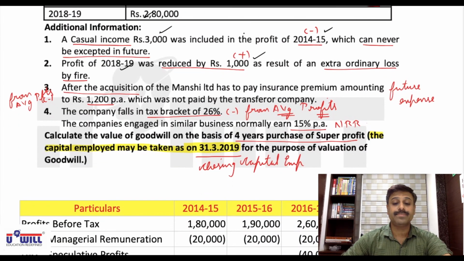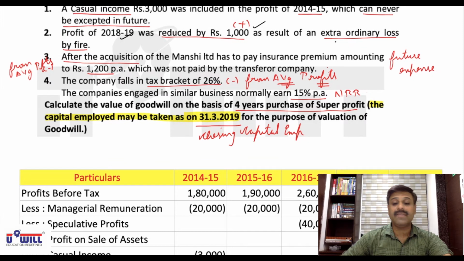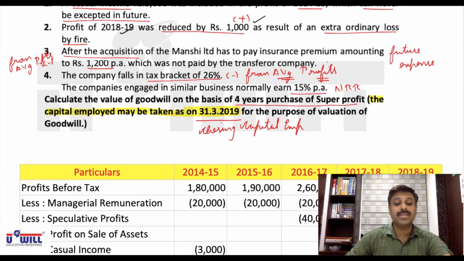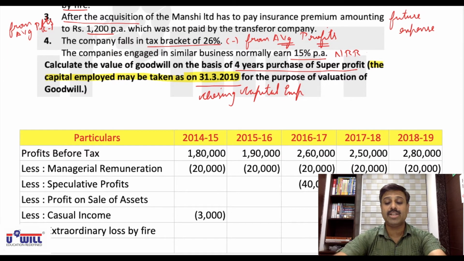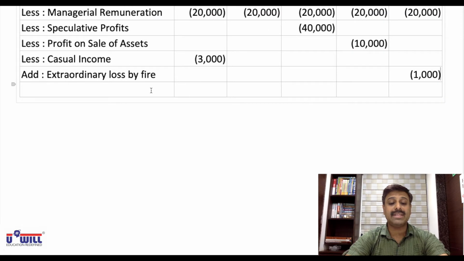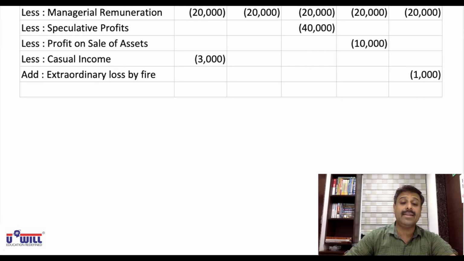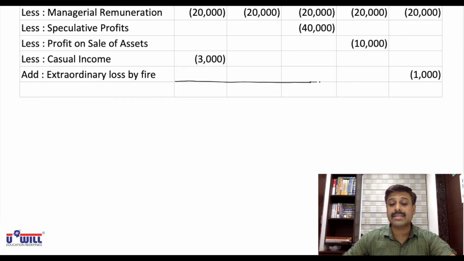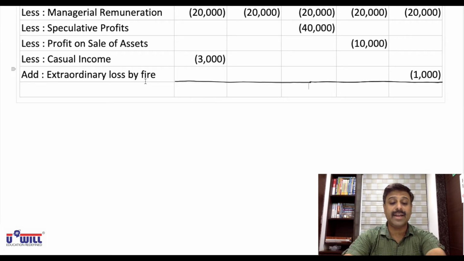Then the third one we have to minus from average profits. The fourth also we have to minus from average profits. So all the adjustments are done. We can find the adjusted profits before tax. And as we discussed, tax also we will minus from average only. So first we find the adjusted profits before tax.